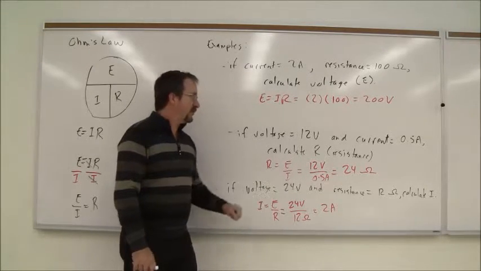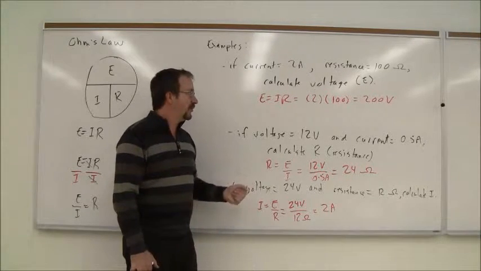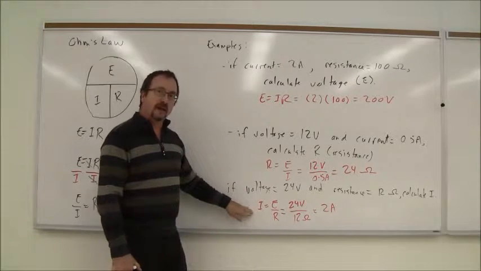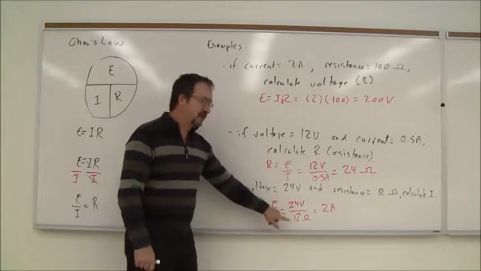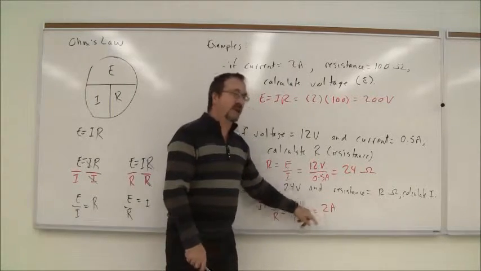And if voltage was 24 volts and resistance was 12 ohms, calculate I. Well, I equals E over R, as we determined a moment ago. 24 volts divided by 12 ohms is 2 amps.